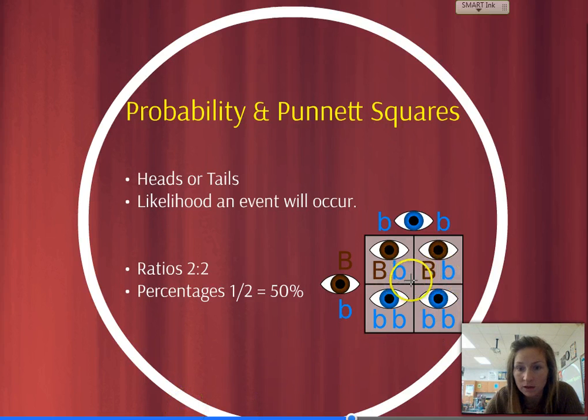So in this case, you get a 2 to 2 ratio out of the 4. 2 of the offspring, or 2 of the options, have a chance of being blue or brown, and then 2 of the options have a chance of being blue. That's where we get that 2 to 2 ratio. Or you could say 50% chance of being blue-eyed, 50% chance of being brown-eyed.